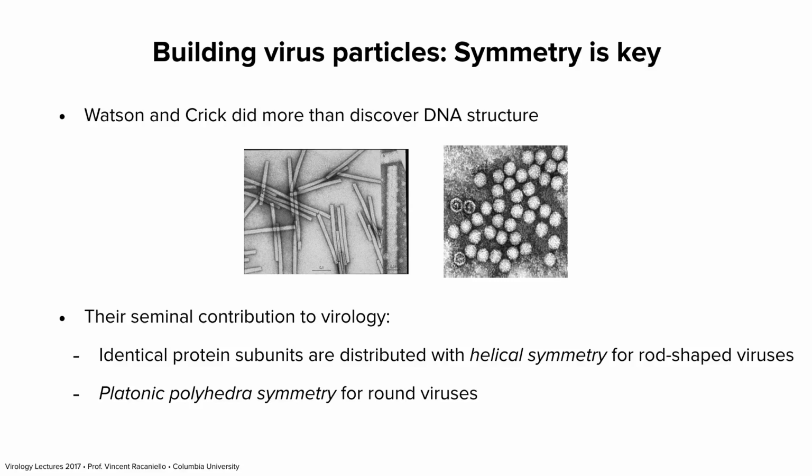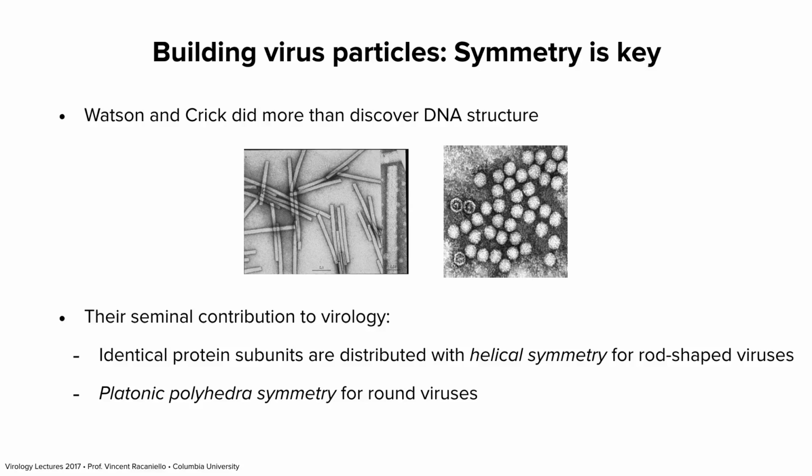They also contributed to understanding virus structure, and they made a contribution which very few people know about. They figured out by looking at lots of different viruses, mainly by electron microscopy, that there are two kinds of symmetry used to build virus particles. The first is called helical symmetry. These are for rod-shaped viruses like tobacco mosaic virus. Helical symmetry is used. Or round viruses are built with platonic polyhedra symmetry.